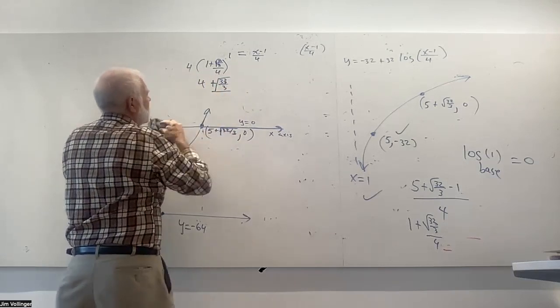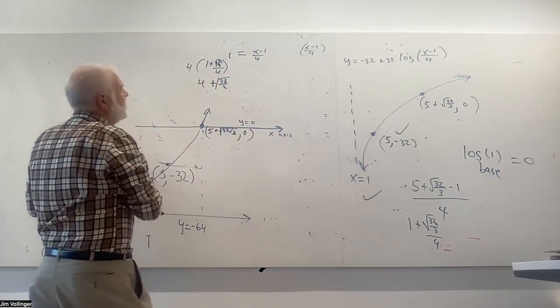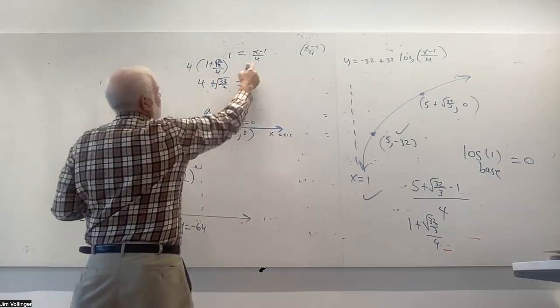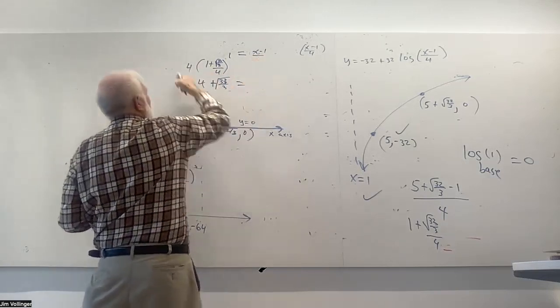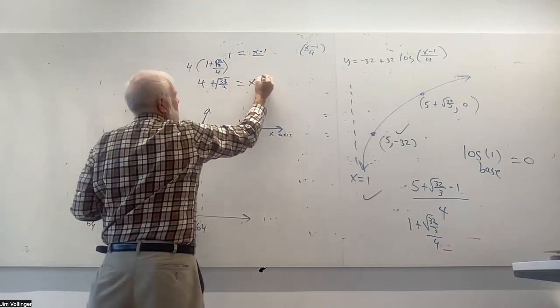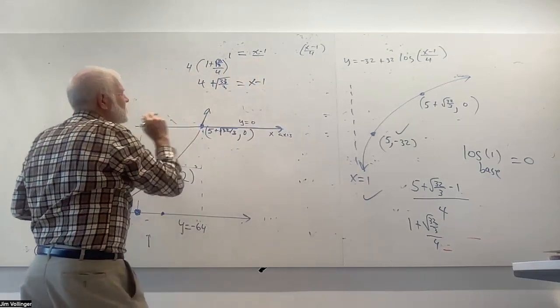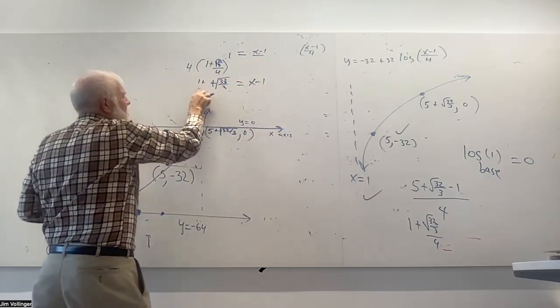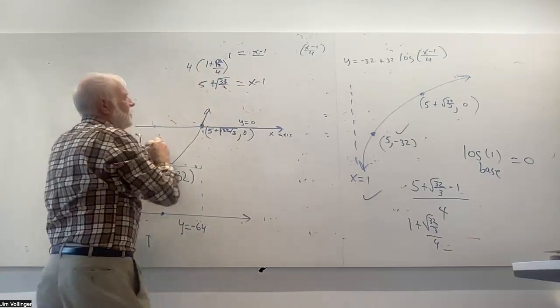No, the 4's canceled, right? So I did that, okay? And that gives me, I multiplied by 4, so that really came over, right? That gives me x minus 1. And it sure looks like I can add 1 to 4 and make it 5.